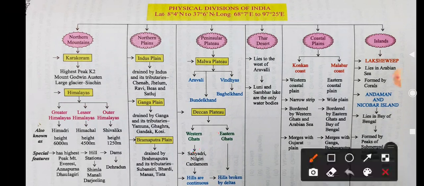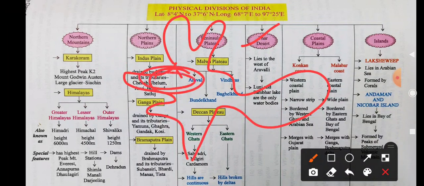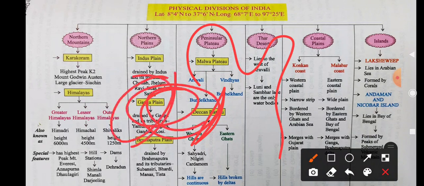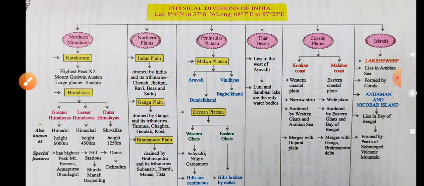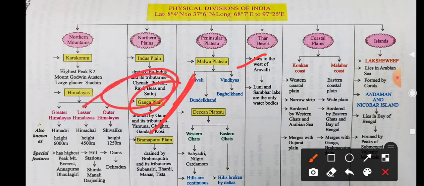Then next one is our Thar desert. In the Indian map you know this is the part, here in the Rajasthan area. In this area there is the Thar desert. This is the Aravalli range, and after that this complete area, some part is also in Pakistan. The maximum portion is in Pakistan, only a few parts are in India. As it is written here, it lies to the west of Aravalli. So this is the Aravalli, and the west part of it is the Thar desert.